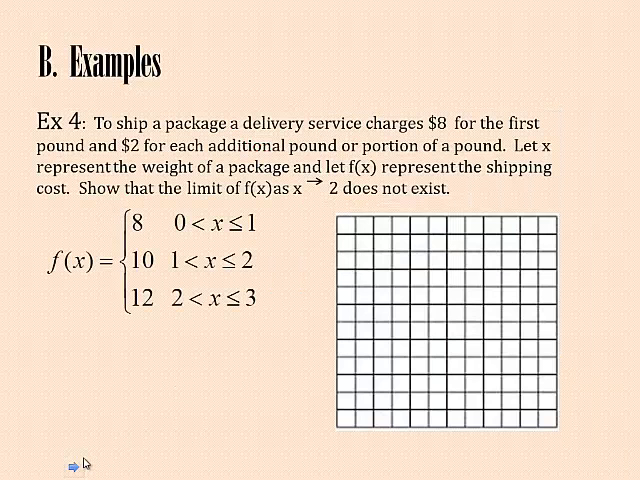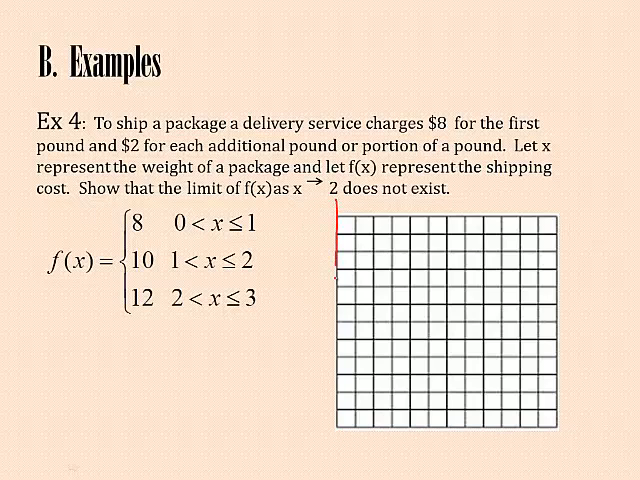Okay, so a word problem. To ship a package, a delivery service charges $8 for the first pound, $2 for each additional pound or portion of a pound. Let x represent the weight of the package, and let f of x represent the shipping cost. Show that the limit of f of x as x approaches 2 does not exist. All right, so this looks a little complicated, but it's really not. Don't let it freak you out.